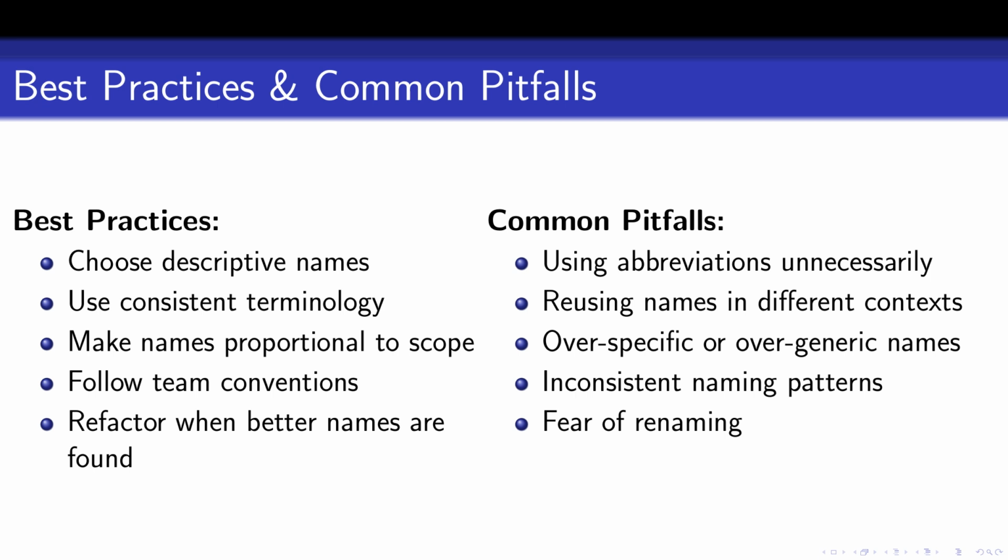Let's wrap up with some best practices and pitfalls. Go for descriptive names that reveal intent, keep terminology consistent, and scale name length with scope. Short for locals, longer for globals. Stick to team conventions, and don't hesitate to refactor when you find a better name. Watch out for overusing abbreviations, reusing names confusingly, or getting too specific or too vague. And don't fear renaming. Clarity trumps tradition every time.